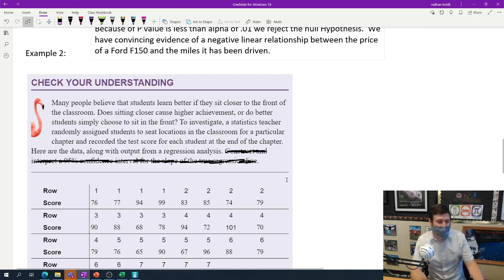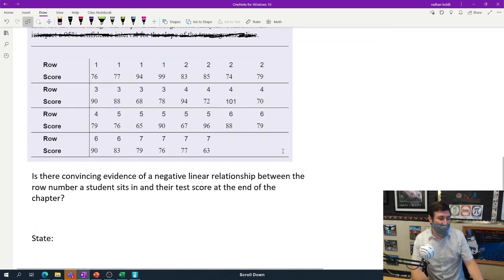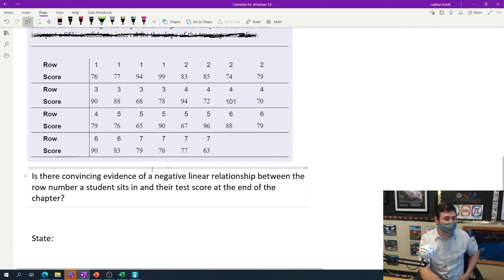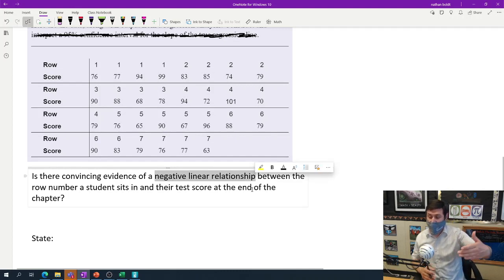So instead of doing a confidence interval this time, we're going to do a test. We're going to ask, is there actually convincing evidence of a negative linear relationship? So the farther you sit, the lower your test score is, okay? Between row number a student sits in and their test score at the end of the chapter.